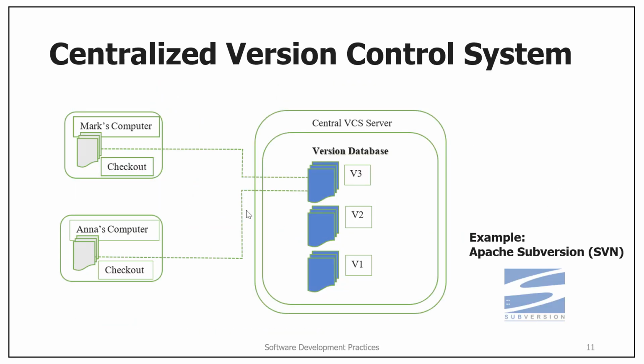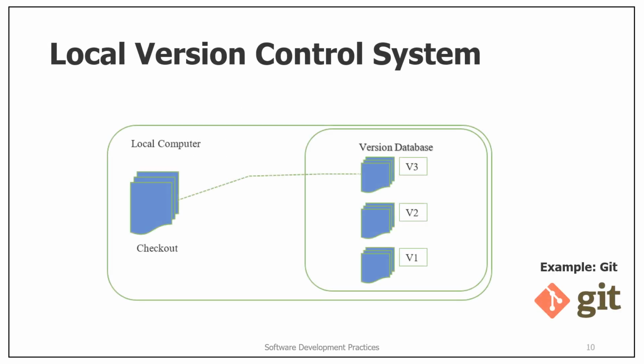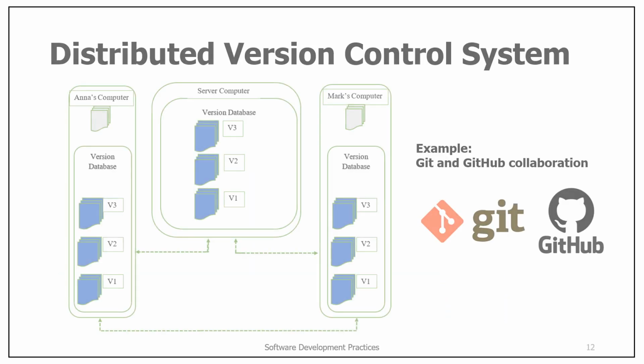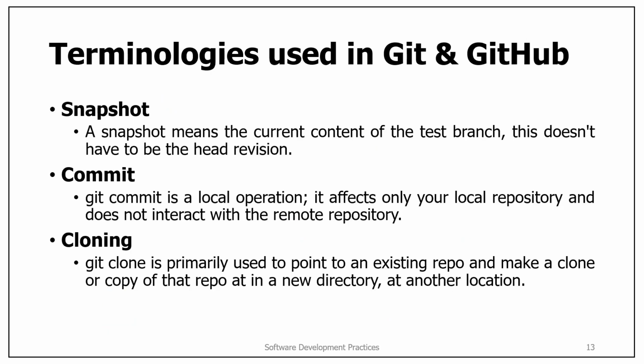So these are the three different types of version control systems which exist nowadays. For the first case, local version control system, the example is Git. For centralized version control system, the example is Apache Subversion, and for the distributed version control system, the example is the collaboration of Git and GitHub.